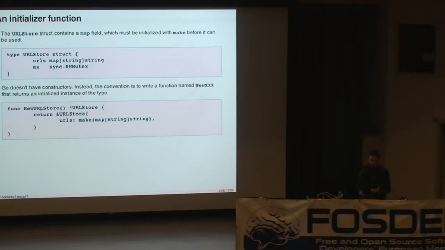So our function NewURLStore returns a pointer to a URLStore value. And in the body of this function, all we do is we have a URLStore literal, and then inside I specify that URLs is the result of making a map of strings to strings. So this function will return a URLStore that is ready to use. The read-write mutex doesn't require any initialization. Its zero value is a mutex that is ready to use and that is unlocked.